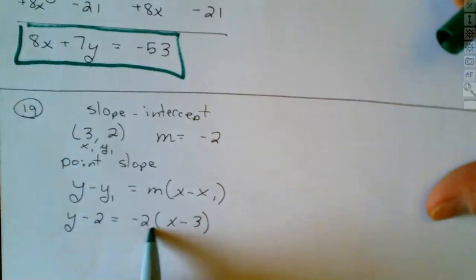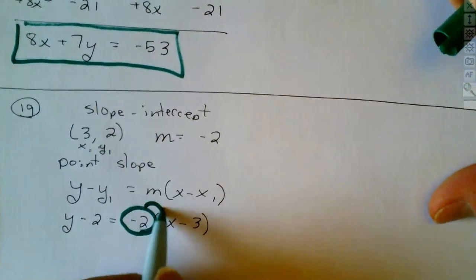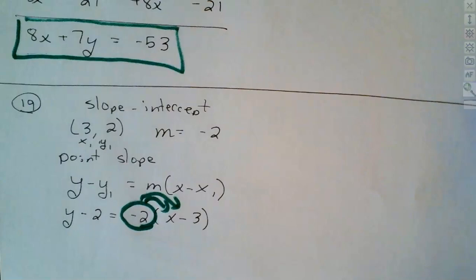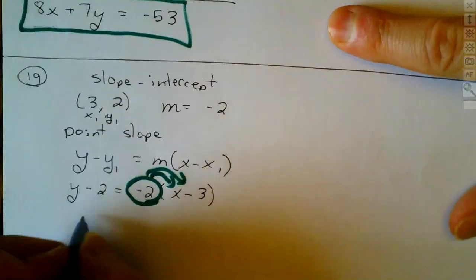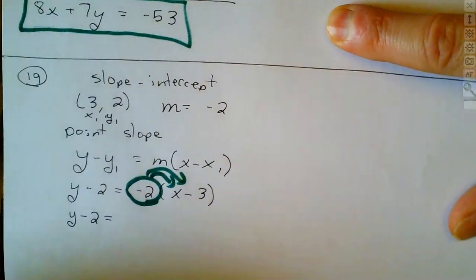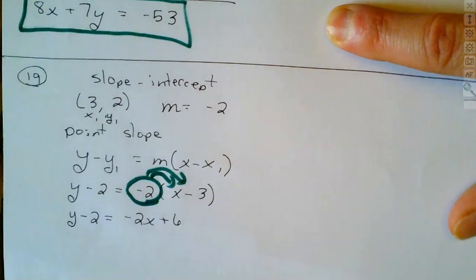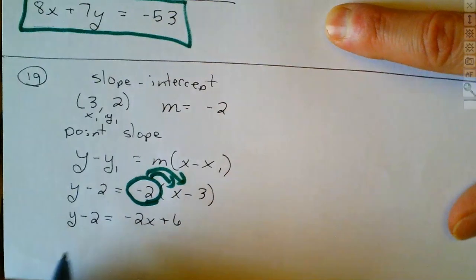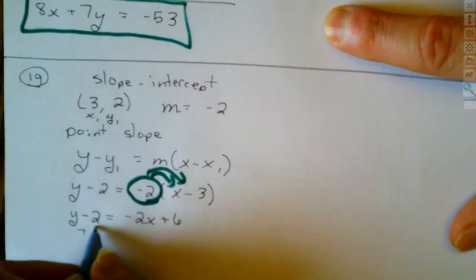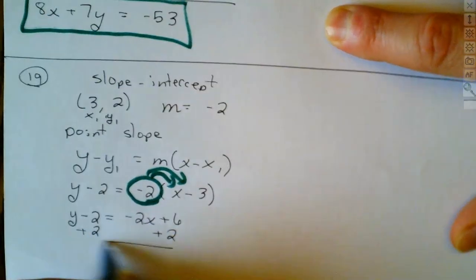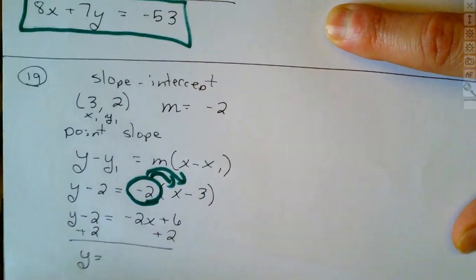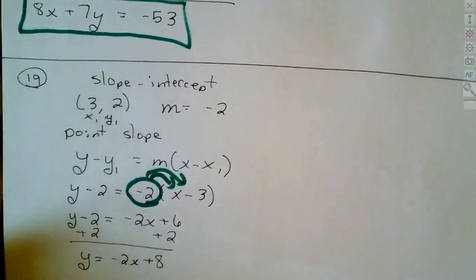Distribute and be very careful with that negative 2. The negative goes with it. Watch your signs distributing through. That is y minus 2 equals a minus 2x. Double negative makes it a positive 6 there. We want it slope-intercept, so we're almost done. Add your 2, and now we have y equals a negative 2x plus 8, it looks like. And that is question number 19.